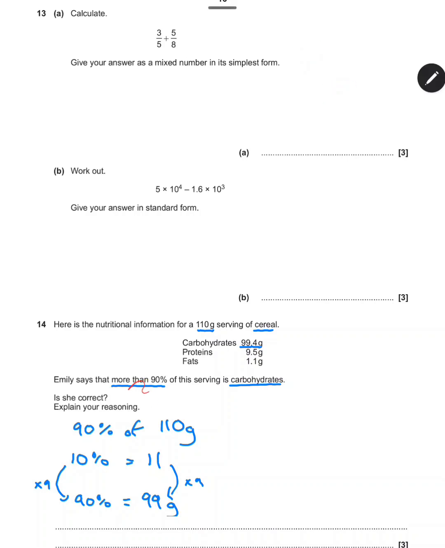Emily says more than 90% is carbohydrates. Is she right? Well, 90% is 99 grams. Carbohydrates is 99.4 grams. Yes, she is correct. This is more than this. And we just need to say that 99.4 is more than 99.